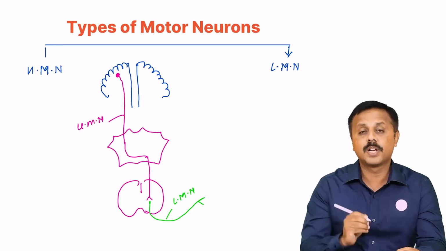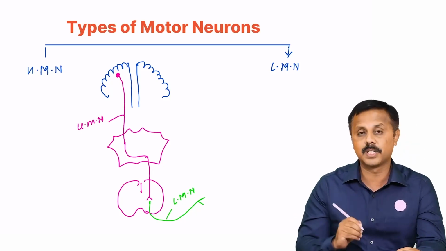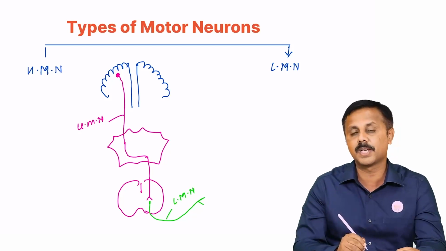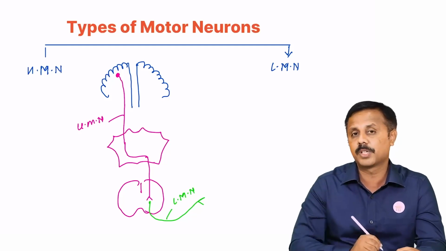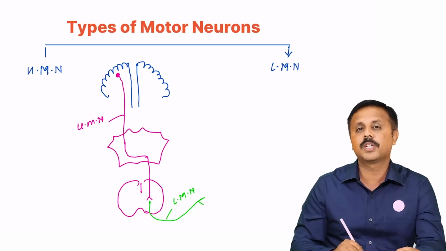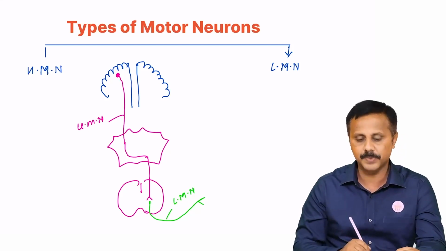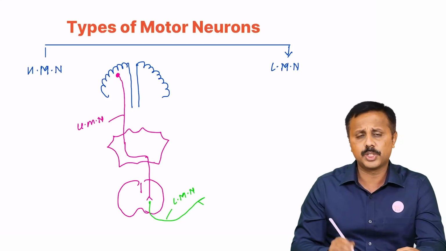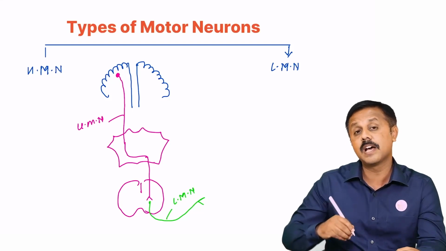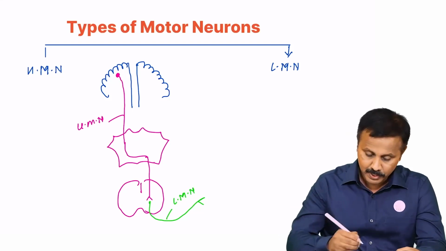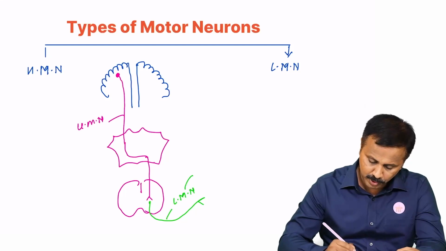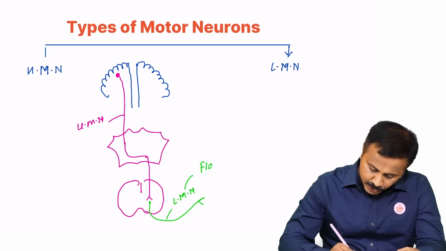So from the origin till it reaches the nucleus or the anterior gray horn of the spinal cord, we refer to it as upper motor neuron. Whereas lower motor neuron begins from the anterior gray horn of the spinal cord. Now, if you cut lower motor neuron, it basically results in flaccid paralysis. So lesions of lower motor neuron will lead to flaccid paralysis.